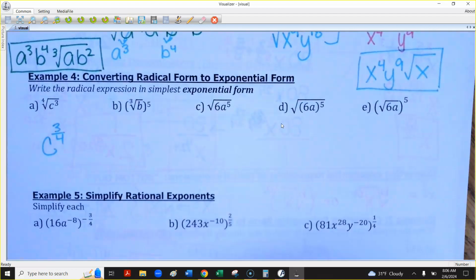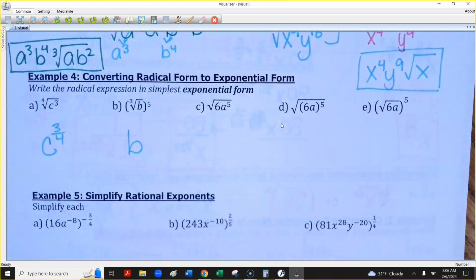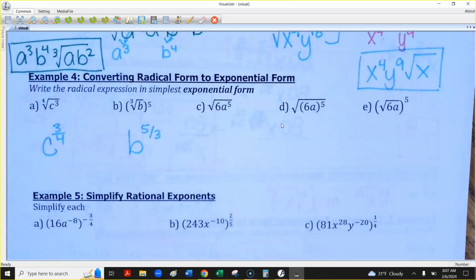All right. This one's written in that other notation. This is going to be b. Can anybody tell me the power on that second one? What would the power be for the exponent? 5/3. Perfect. Okay, now, these last three all look super similar, so I want to show you the difference between them.